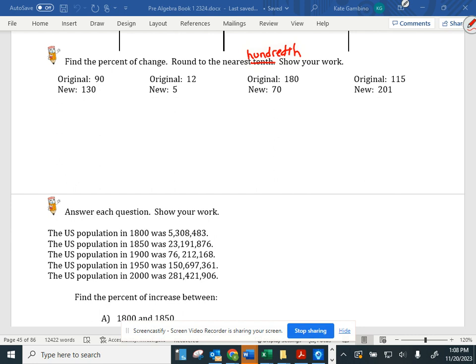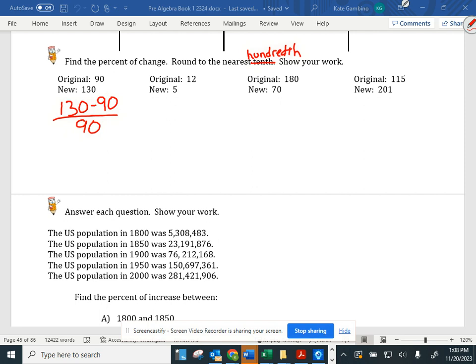We want to find that percent of change. How do I set up? Original is 90, new is 130. What is my equation, Kyle? Yeah, this one they make it easy for us. They're telling us straight up this is the original number. It goes on the bottom. It doesn't matter which is the original and which is new for the top. It's big minus small.